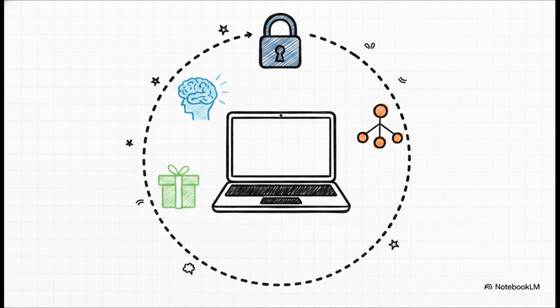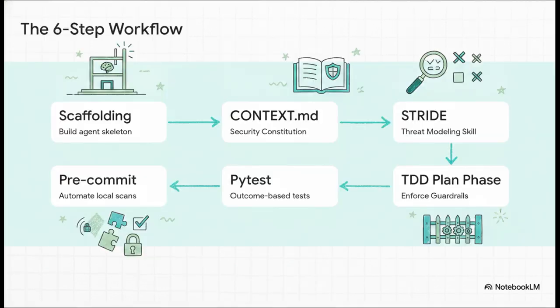You don't need any complex cloud authentication or even a GitHub account to lock down your code right there on your laptop. This workflow secures the entire AI agent lifecycle, straight from code inception down to the final commit. It flows naturally from scaffolding the project to setting a persistent context, running threat modeling, laying down test-driven guardrails, rigorous testing, and finally, those crucial pre-commit scans.